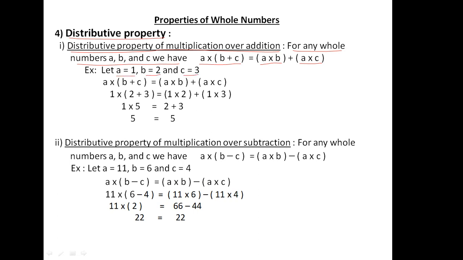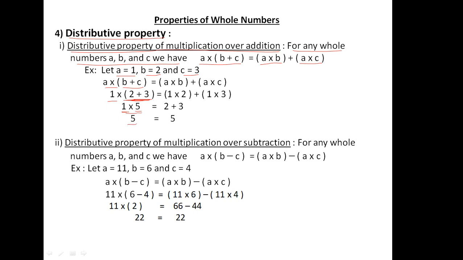Now we have to solve the LHS part first, that is a × (b + c). Now the value of a is 1, the value of b is 2, the value of c is 3. First of all we have to solve this bracket. 2 + 3 will come 5, and outside of this bracket 1 is there with a multiplication sign, so 1 × 5 will come 5.